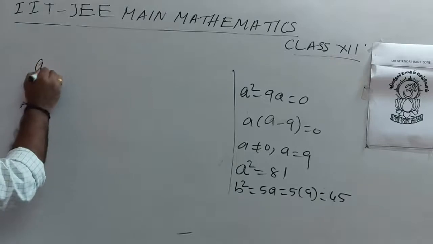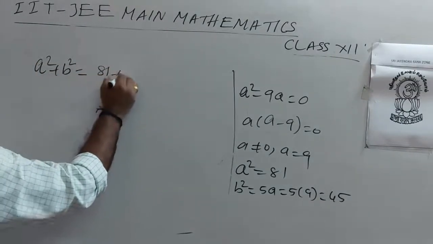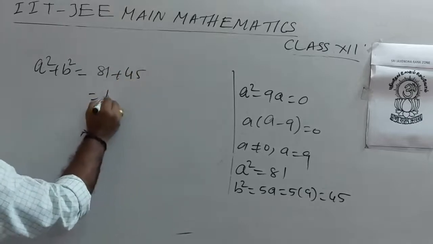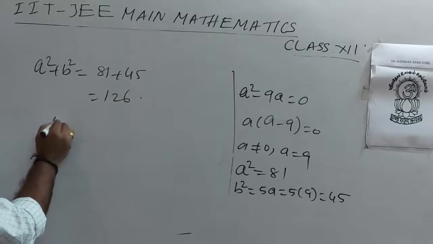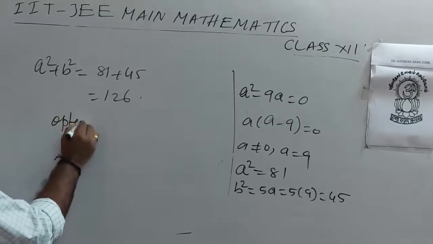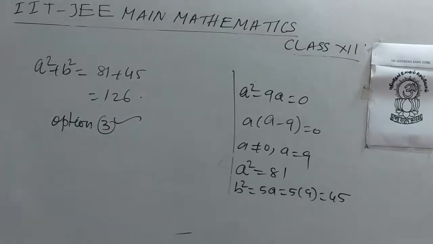We need to find a squared plus b squared: 81 plus 45, that is 126. So among the given options, option 3 is correct.